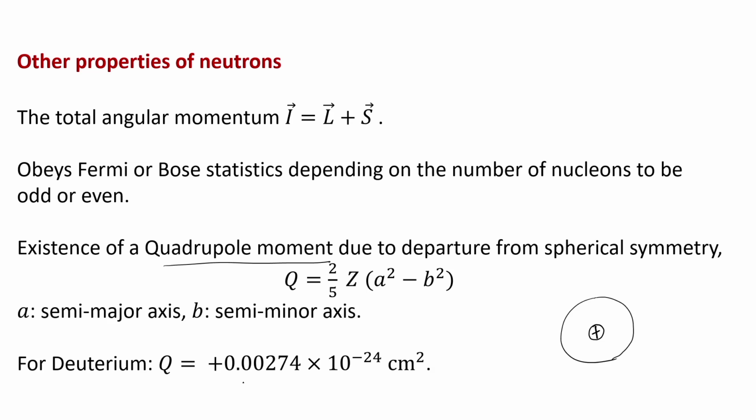For deuterium, it came out to be a very small positive number, 0.00274 times 10 to the power minus 24. And for bigger atoms also, this number is slightly larger, but still measurable.